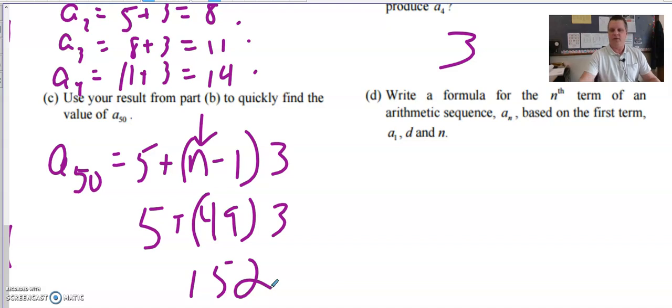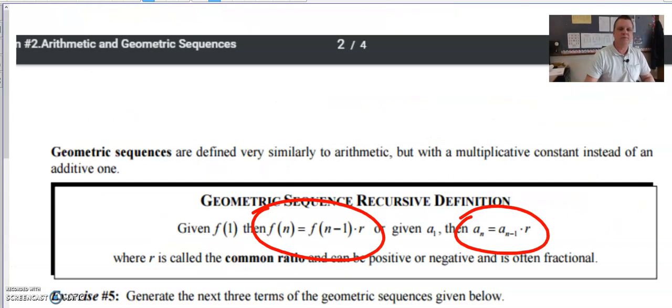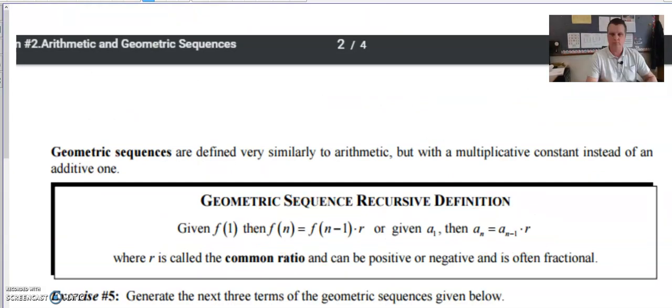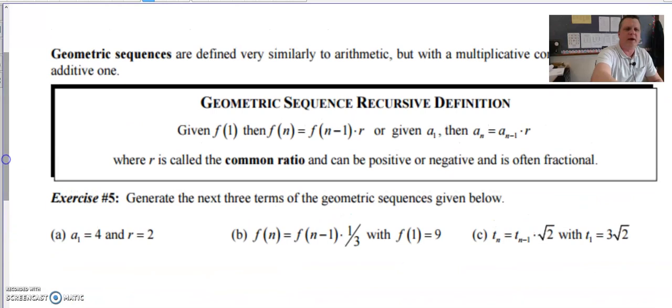And the formula, like I said, is the same one that we're going to use from the Regents exam. A sub n equals A1 plus n minus 1 times d. That's the formula we're going to use. I don't know if I'm missing exercise 4 in my notes. If I am, I'll do it in class with you tomorrow.